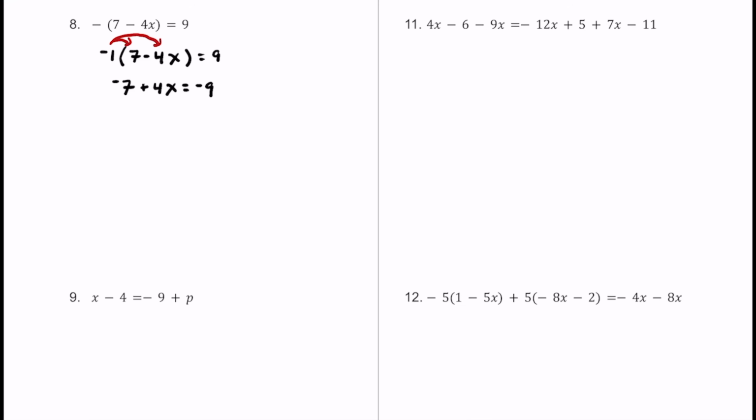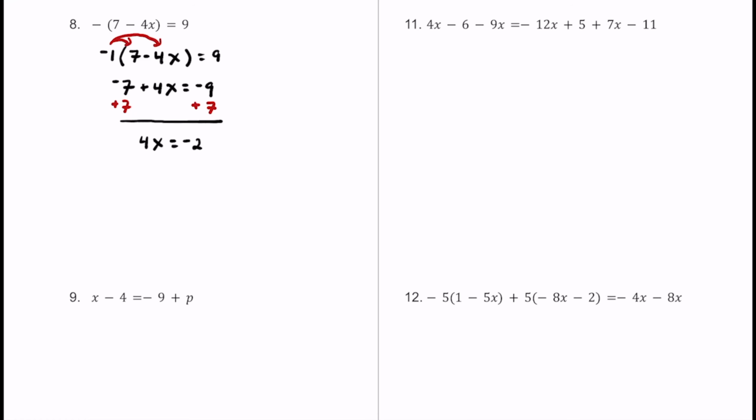Okay, so let's get the x term alone. We can add the constants to both sides. So let's add 7 and add 7. If we go ahead and add 7 to both sides here, -7 plus 7 will be 0. So we can just write 4x on the left side. And on the right side, -9 plus 7, that's equal to -2.